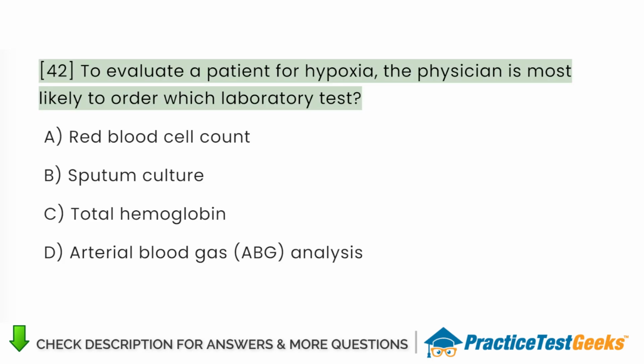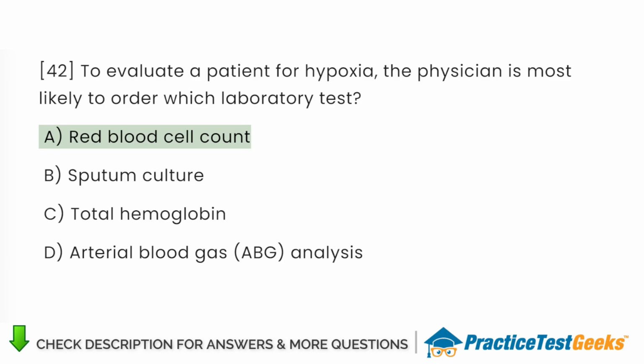To evaluate a patient for hypoxia, the physician is most likely to order which laboratory test? A. Red blood cell count. B. Sputum culture. C. Total hemoglobin. D. Arterial blood gas analysis.